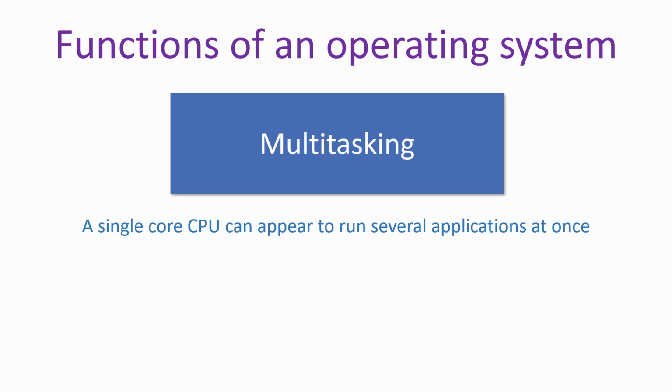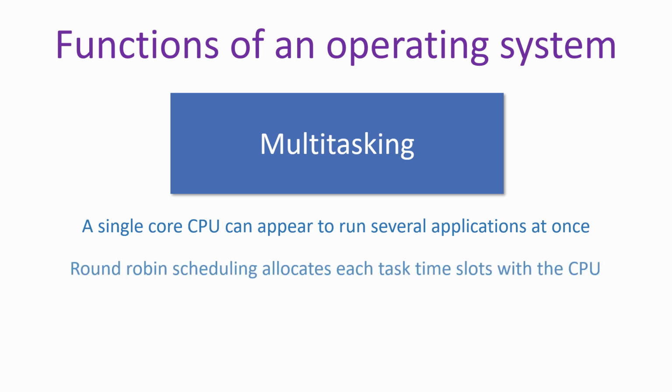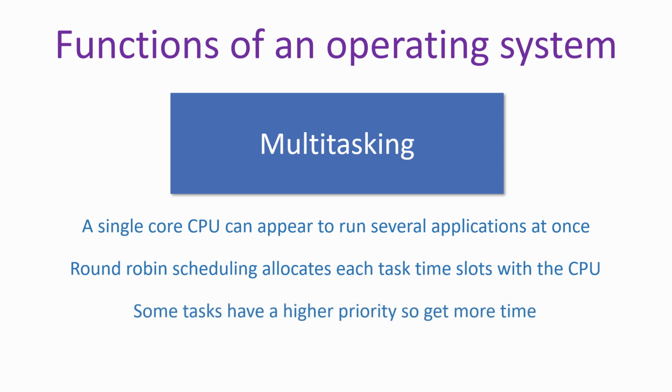Summarising, even with a single-core CPU, several applications can appear to run simultaneously. The operating system performs round-robin scheduling, in which each task is allocated time slots with the CPU. Some tasks have higher priorities than others, so get bigger time slices. And an urgent process can interrupt normal scheduling. Multi-core processors allow for true parallelism, if the programs involved have been written to take advantage of this.